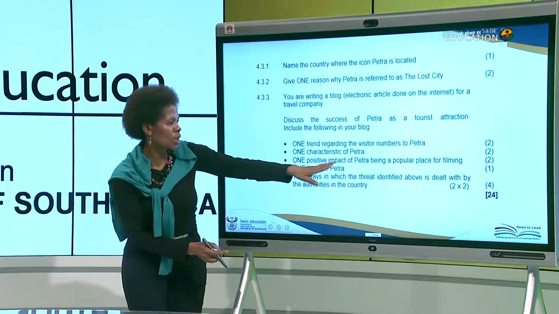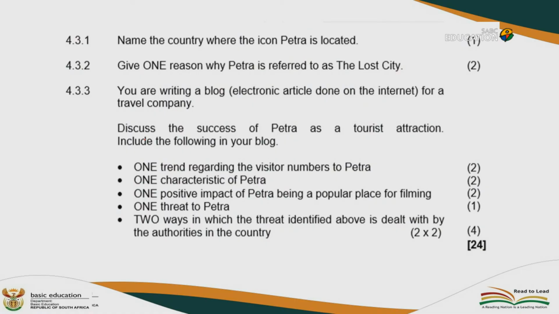These are the things. One positive impact of Petra being a popular place for filming. Remember, we're talking about the economy of the country that is going to grow. One threat to Petra. You remember we were talking about the negative impact when we visit an icon in large numbers. Two ways in which the threat identified above is dealt with by the authorities in the country. It's where UNESCO comes in and advises the authority. This is how it is going to be asked as an example. Not necessarily every paper will have this, but these are some of the questions that are asked related to the icons.